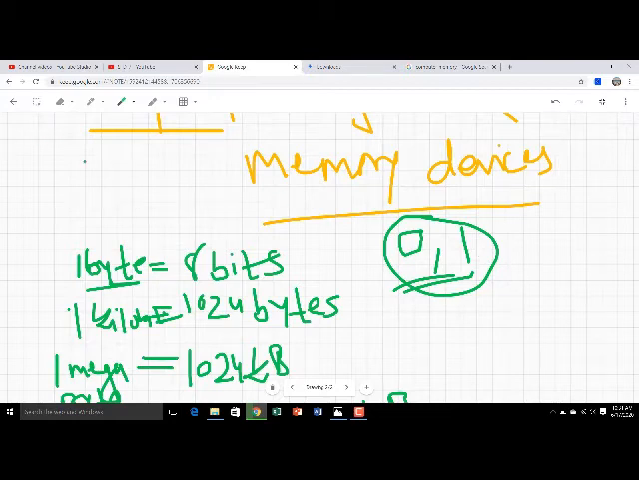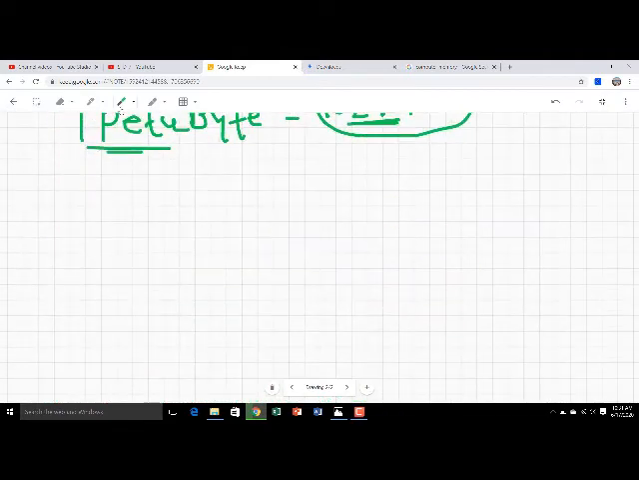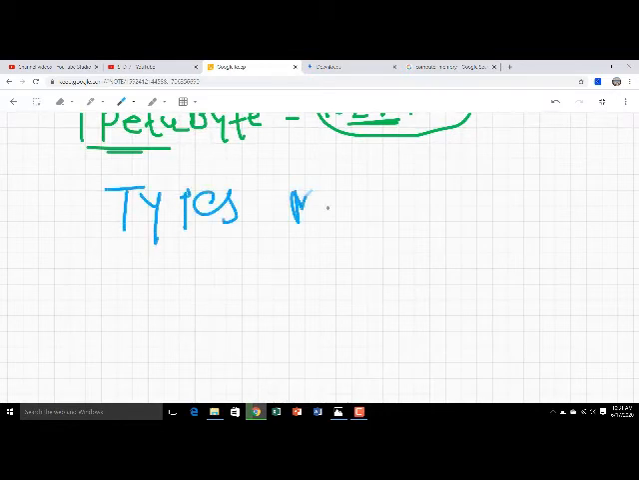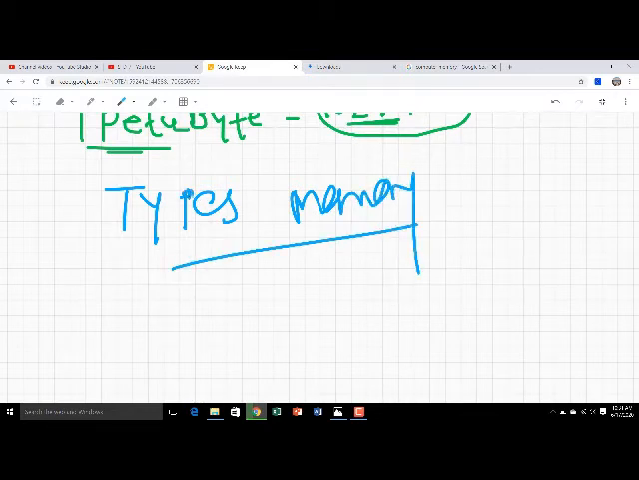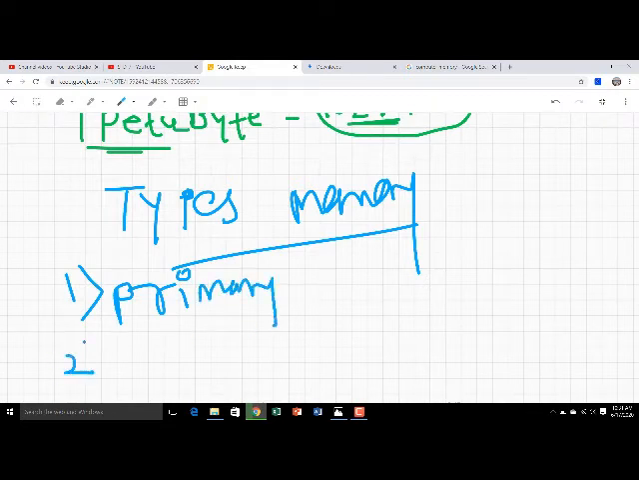Understand? Now our next topic is the types of memory. Memory has different types. There are basically two types of computer memory. First one is primary memory and the second is secondary memory.